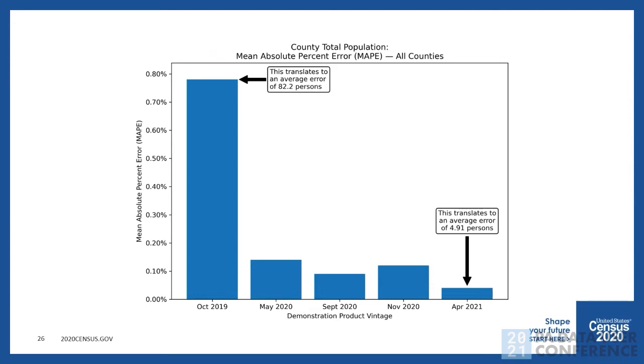And what you can see is we've achieved substantial improvements in accuracy for total population counts at the county level. You can see the amount of error has gone down significantly. And in these new April 2021 demonstration data, the average county's total population count is within plus or minus just shy of 5 people, down from over 80 people in the original October 2019 data set.